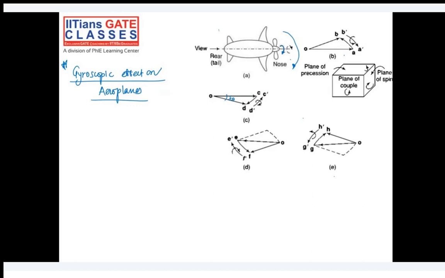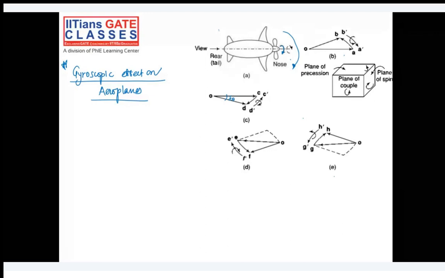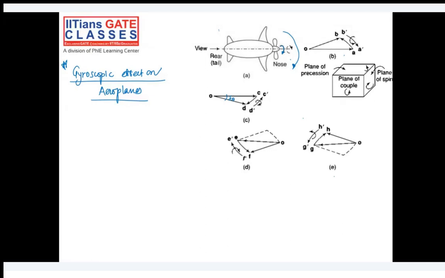So what is CD? CD is your active gyroscopic couple. Okay, CD is your active gyroscopic couple, and D dash C dash is your reactive gyroscopic couple. And if you view from this side, it is in clockwise direction. So the couple is like this. Okay, the couple is like this.